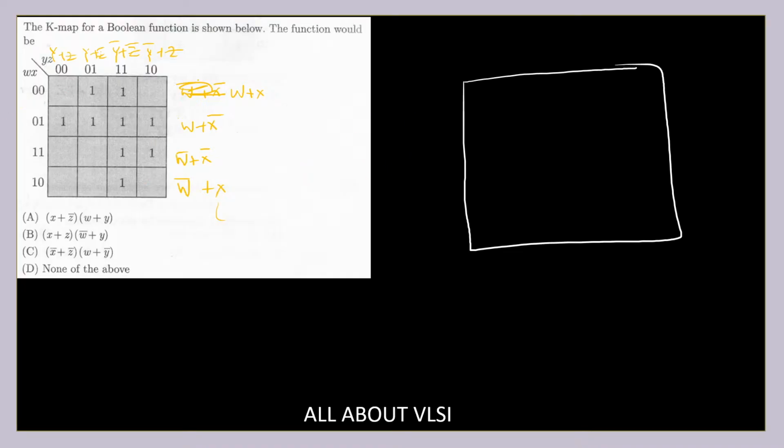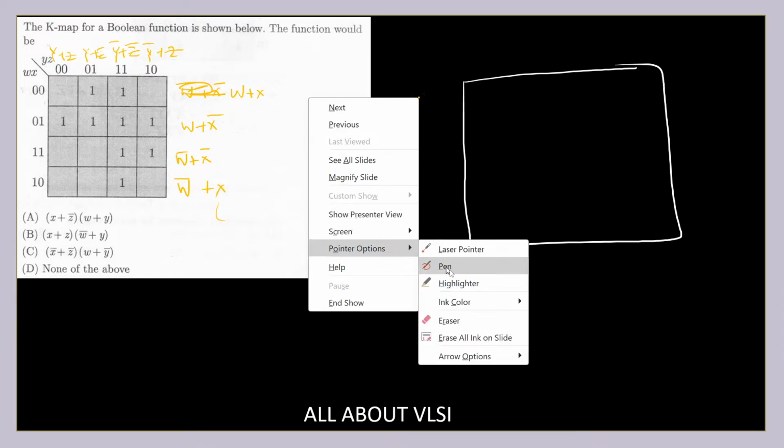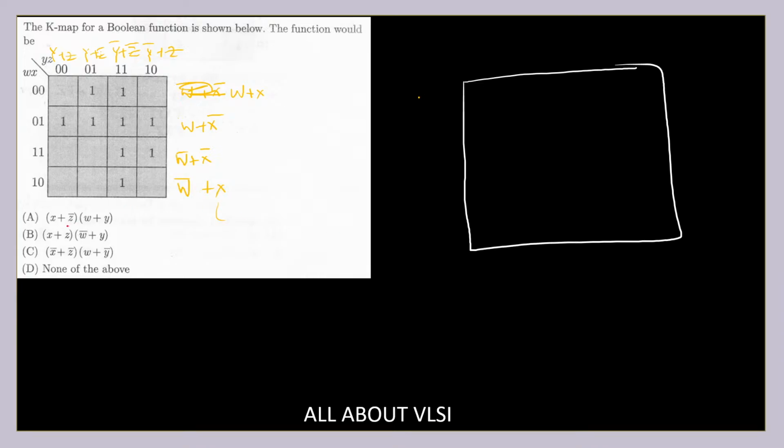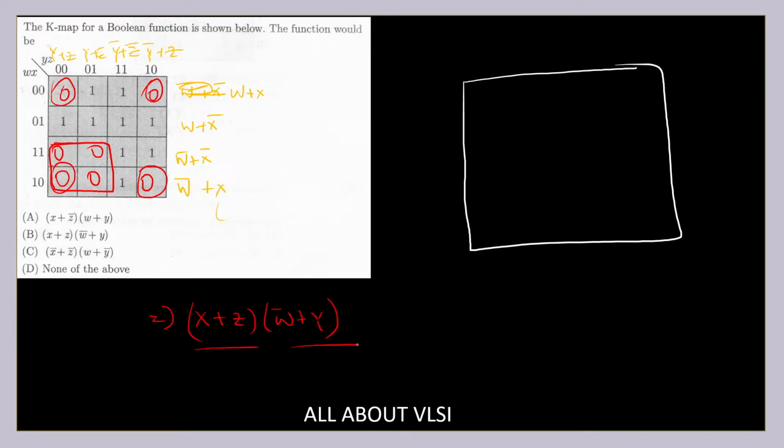Now I'm going to take max terms, that is zeros, since my final solution is in POS form of representation. So I take the zeros. This will make a quad for me, and all the four corners are one more quad. So what is my final solution? It is (x plus z) into (w complement plus y). If I take the common terms of the four corners and this quad, this is nothing but option B.